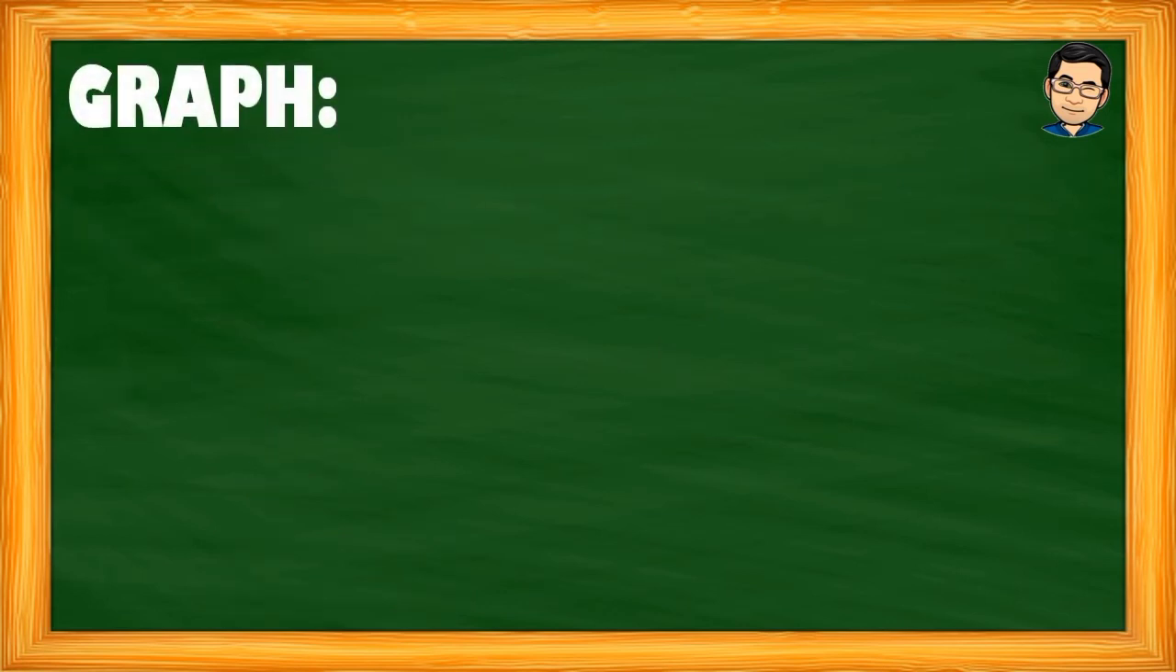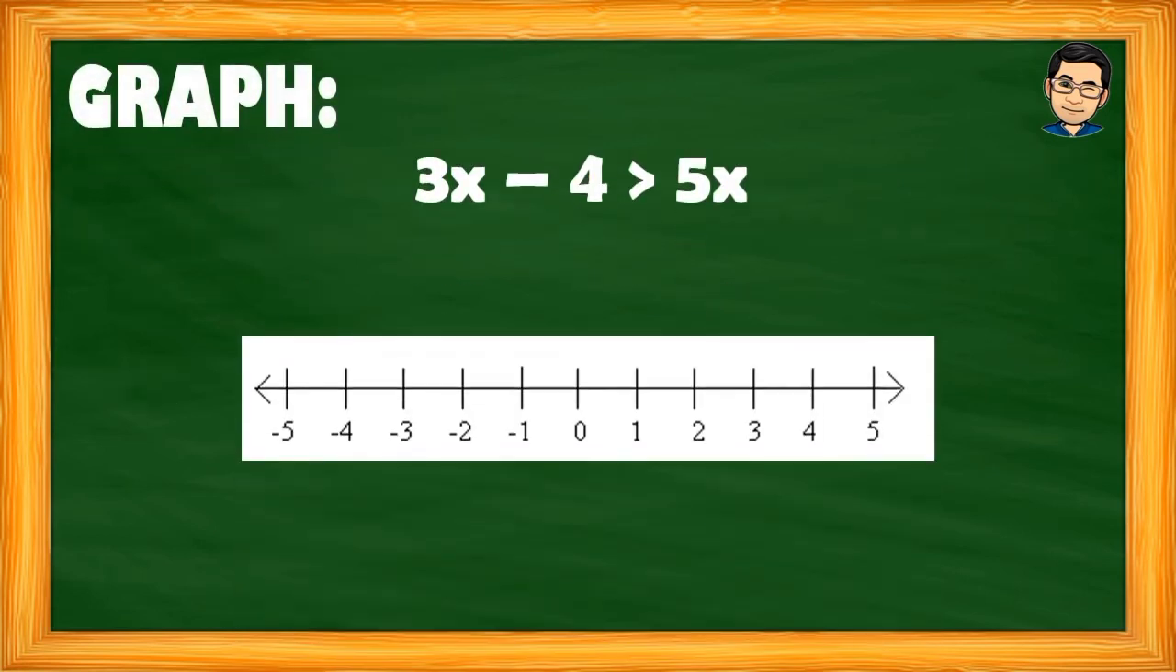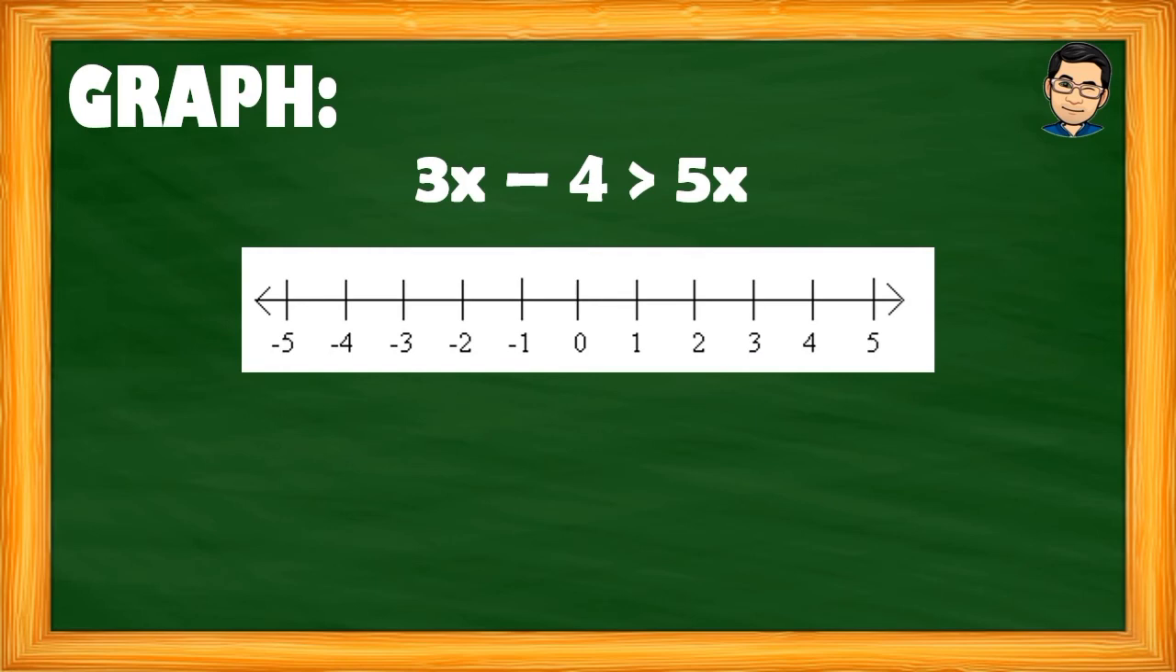Now, let's graph. So, yung solution natin kanina is x is less than negative 2. So, locate natin yung negative 2. So, ito po yun. So, since wala pa rin guhit yung inequality symbol natin, so, open dot pa rin po yan. And then, yung ating shaded region is nasa left side po ng negative 2. Ayan.